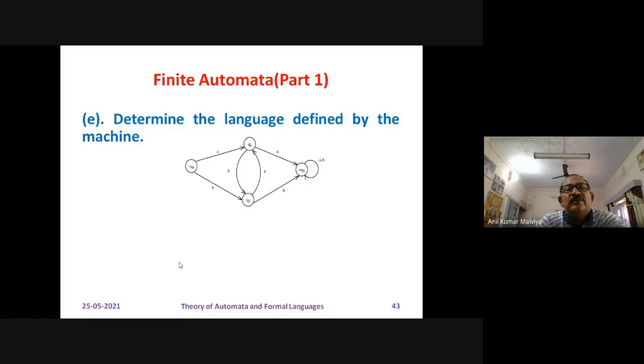Next, determine the language defined by the machine. Now, make a list of words accepted by the machine. This is the first step to determine the language defined by the machine. So all of you make a list of words accepted by the machine. Take 2 minutes and make a list of words accepted by the machine.